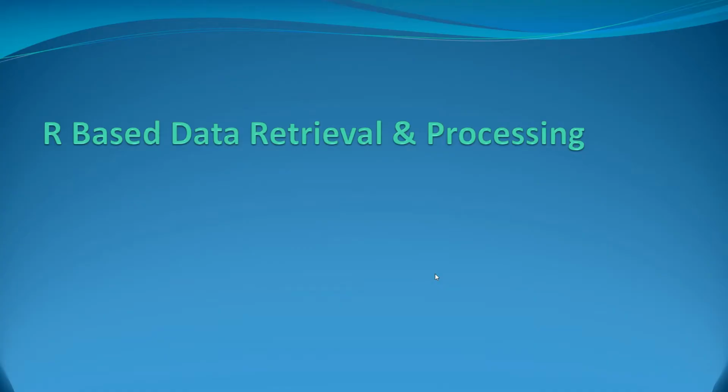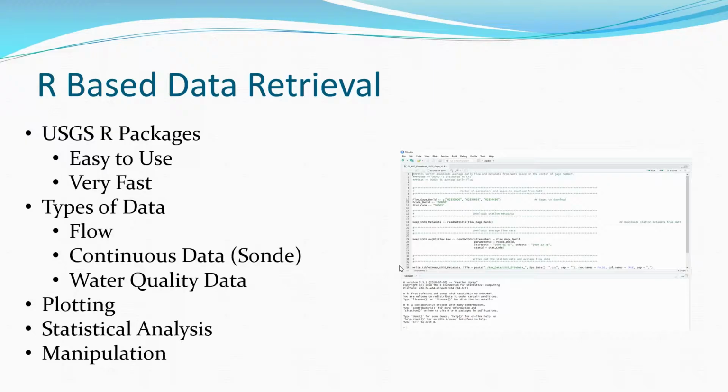Another good method for retrieving USGS data is to use R-based tools. The USGS has developed several packages that make it very easy to download data from their data service centers. It's easy to use, it's very fast. And the types of data that we can get are the USGS flow gauges, access to their continuous data or their SON database, where they have water quality SONs deployed, where you can get 15-minute water temperature, pH, DO, conductivity data.